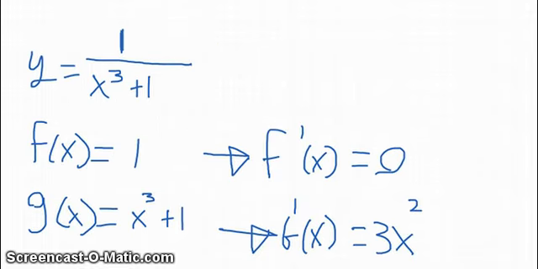If we had y equals 1 over x cubed plus 1, the best way to start is to first determine what your f of x and g of x is. So your f of x is going to be 1, and your g of x is going to be x cubed plus 1. Now the next step you need to do is find the derivative of f of x and the derivative of g of x. So the derivative of 1 is just 0, and the derivative of x cubed plus 1 is 3x squared.